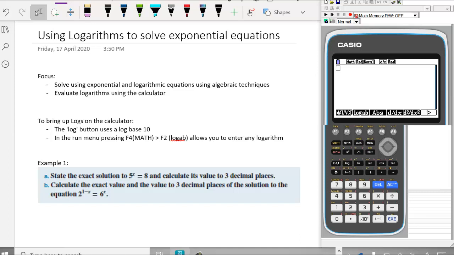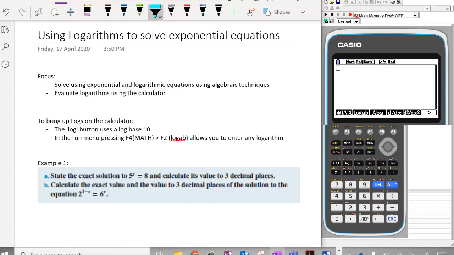In this lesson, we'll be looking at using logarithms to solve exponential equations. So essentially what we'll be looking at is how can we algebraically manipulate to get to a point where we can evaluate, calculate, and how do we use our graphics calculator in these scenarios as well. So that's our focus. To bring up logs on the graphics calculator, there's two ways.